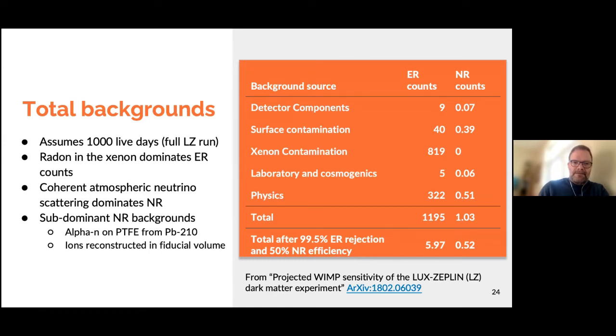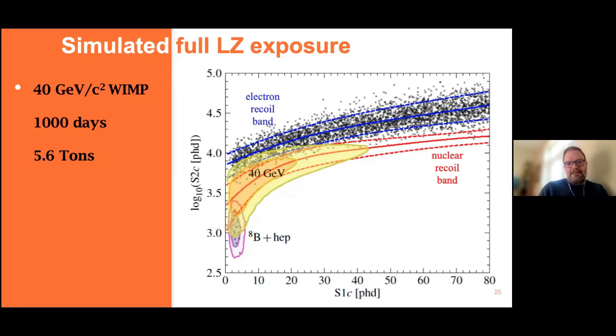And then you do your analysis. We'll talk about this on the next slide, but the assumption is that about 99.5% of the electron recoils you can reject, and for nuclear recoils it is much more difficult. You only have a rejection efficiency of 50%. Okay, so the analysis itself is done mostly in these two variables.